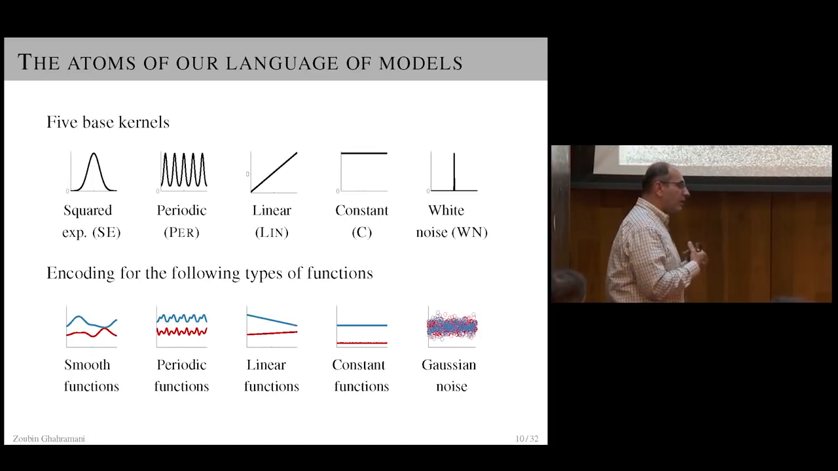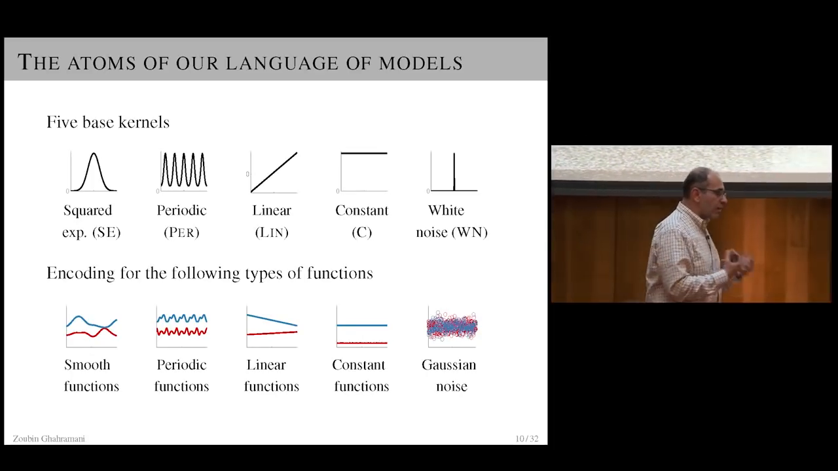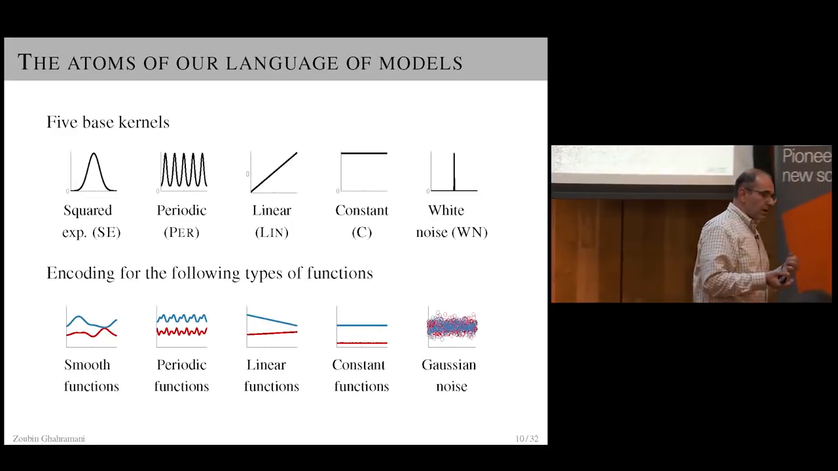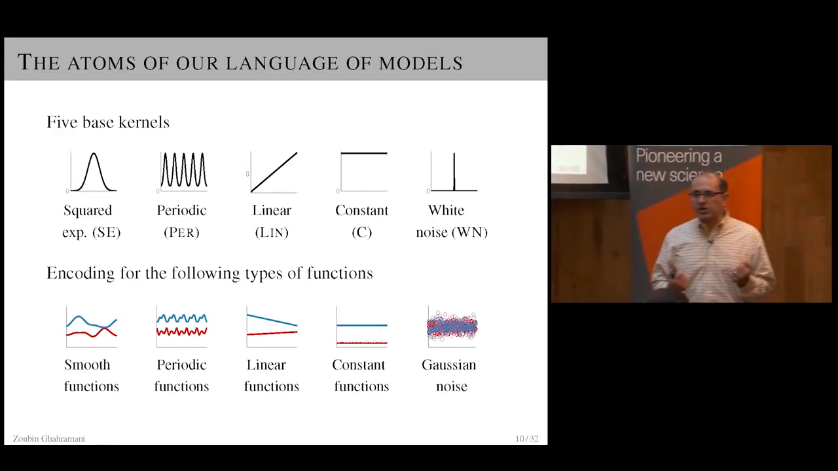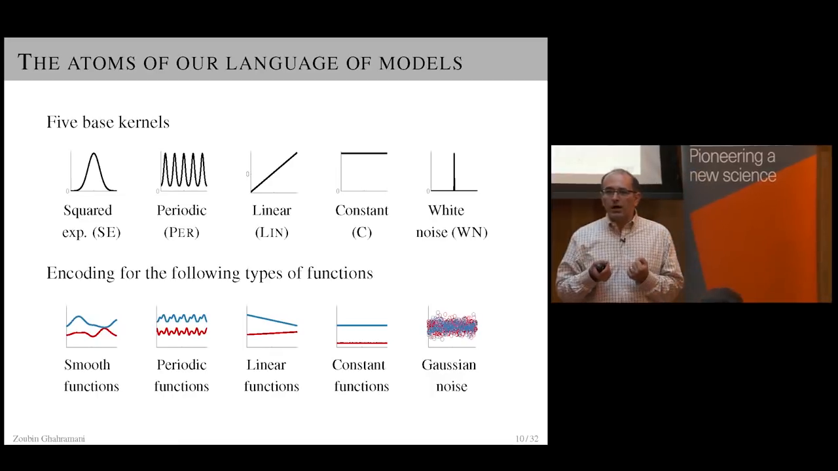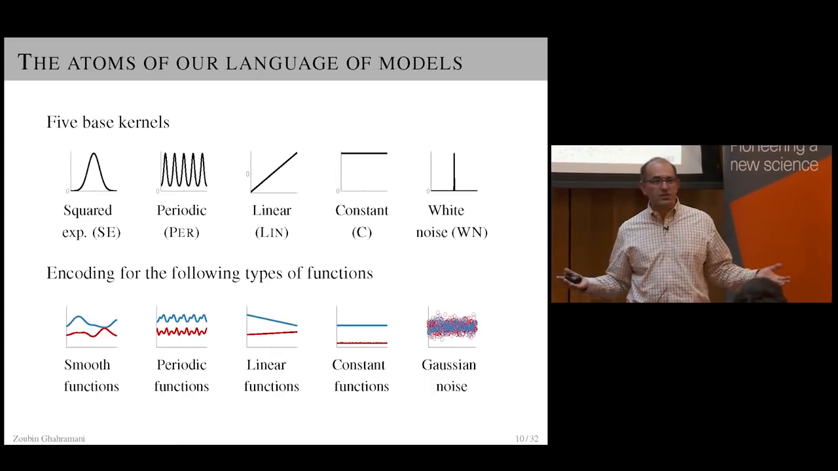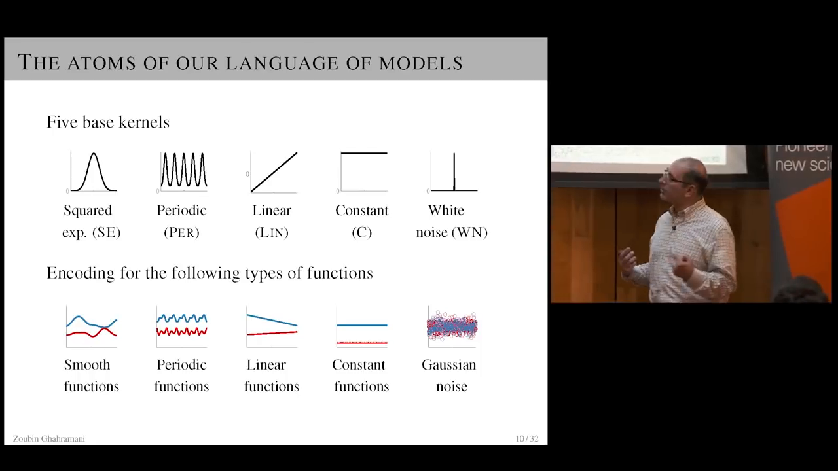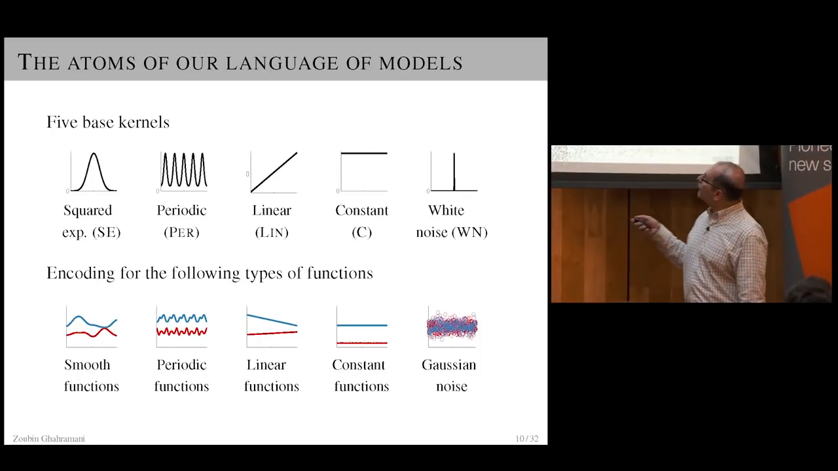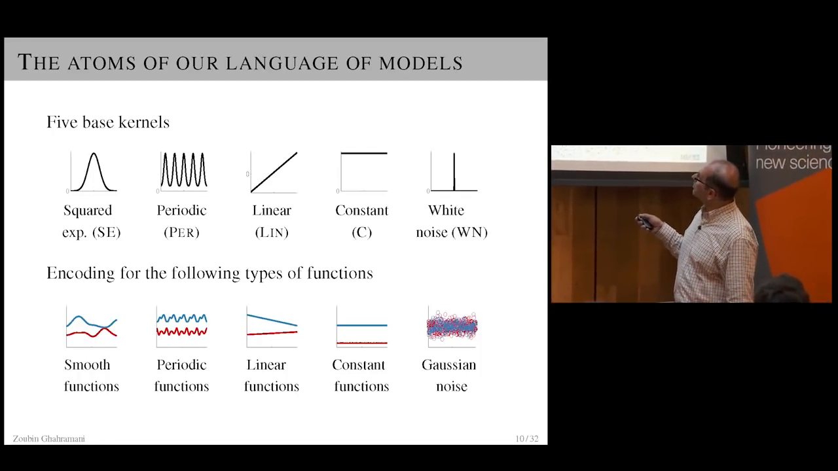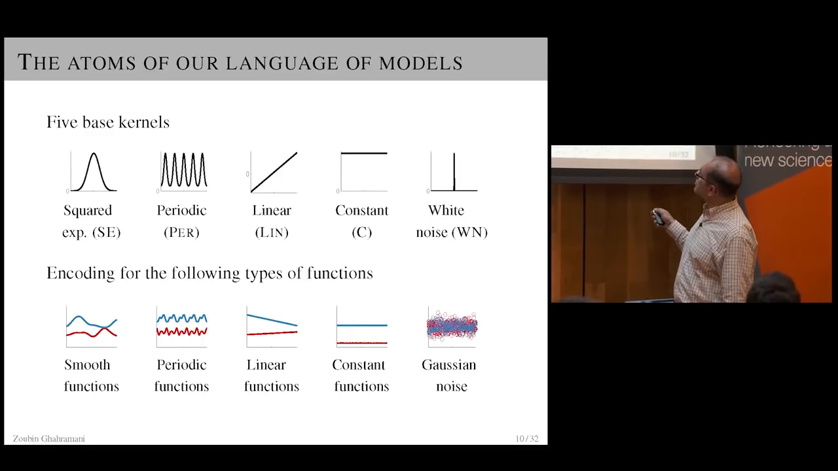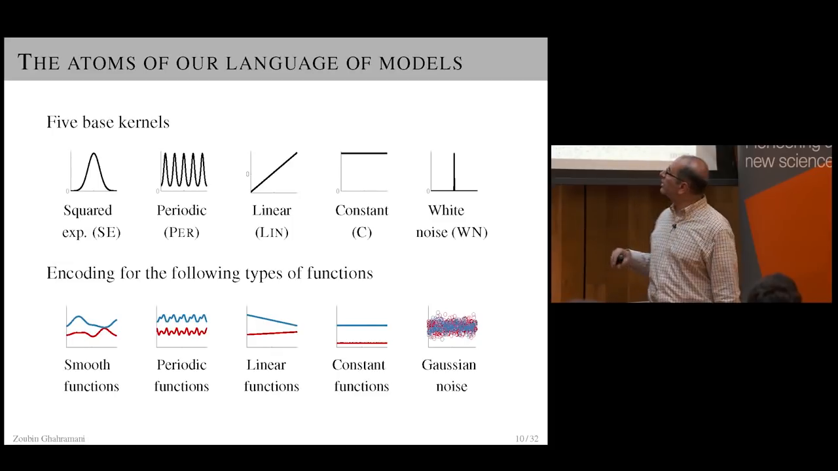Well, I talk about a language of models. So what do I mean by a language of models? Well, language has this property where you can take words and compose them together to get complicated, interesting sentences. So we want that in the space of models as well. So the words or atoms of our language are going to be a few simple base kernels, like the squared exponential, periodic, linear, constant, and white noise kernels, which are a few of the basic kernels we can use.